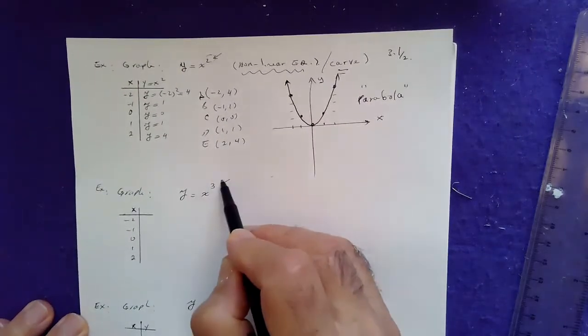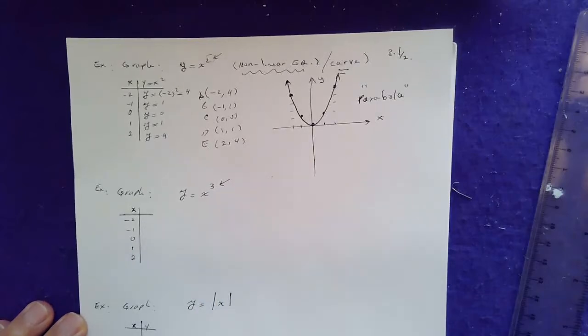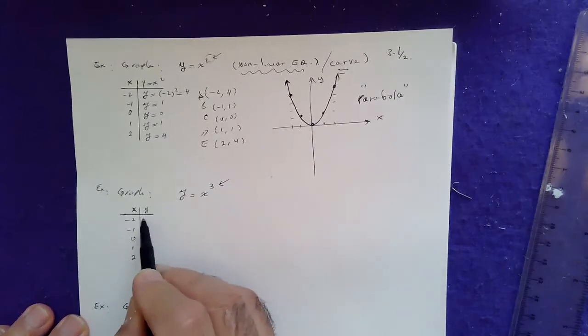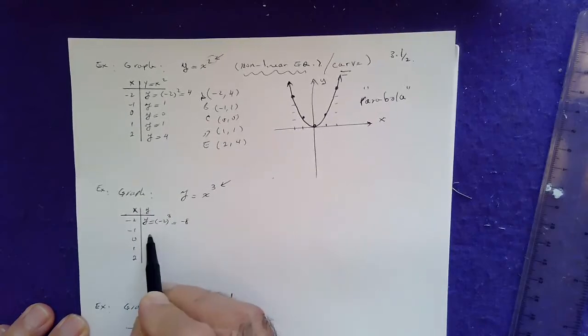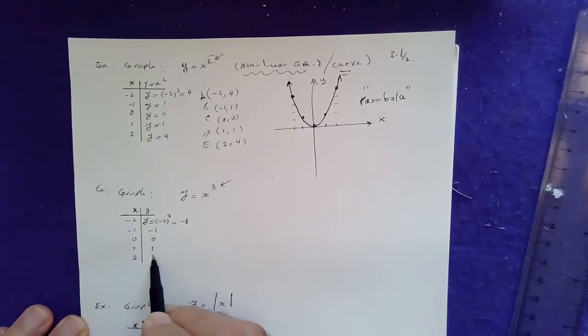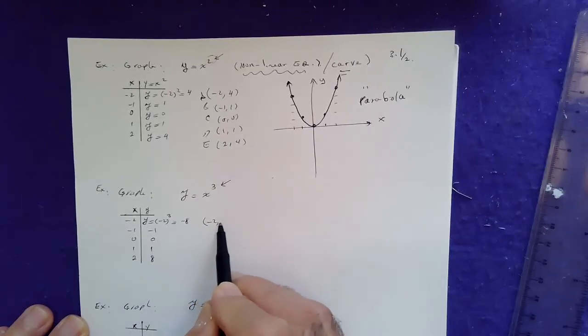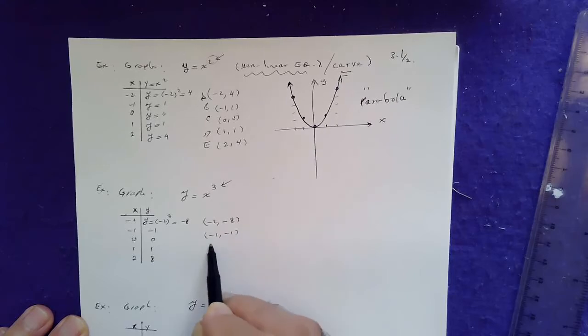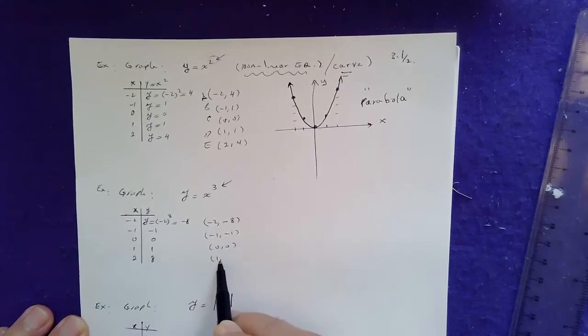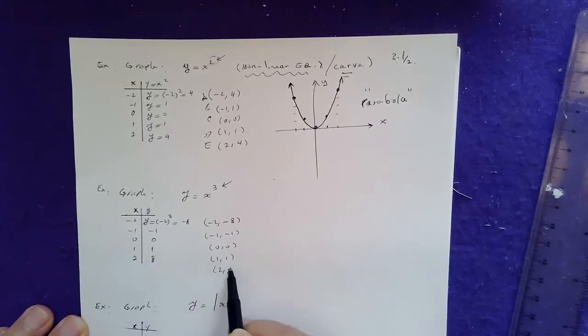What if the degree of the x is equal to 3? Well, in that case, y is equal to what? Negative 2 cubed, which is negative 8. So this guy is negative 1, that guy is 0, that guy is 1, that's 8. So the ordered pairs are negative 2, negative 8, negative 1, negative 1, 0, 0, 1, 1, and 2, 8.